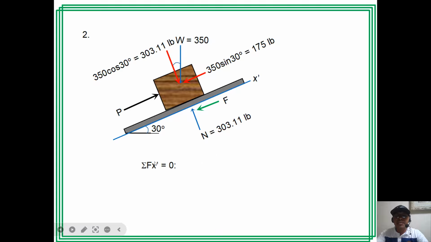So, summation of forces along the x prime axis. P is equal to 175 plus F. But F is 81.23, so P is 256.23 pounds.